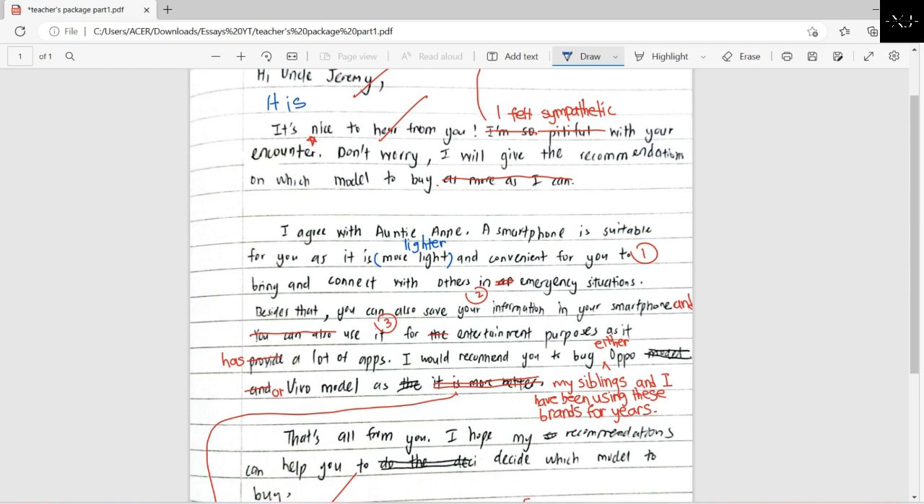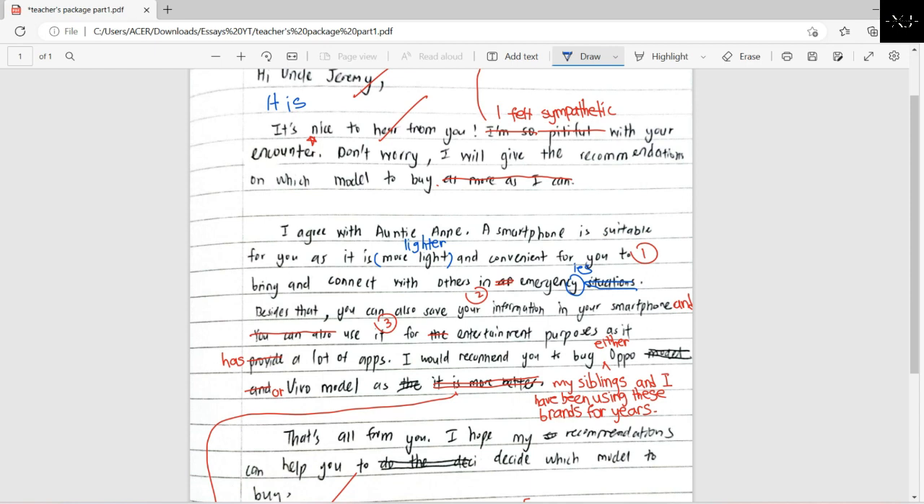And convenient for you to bring and connect with others in emergency situations. If we want to save our words, we can just cross out situations and change emergency from singular to plural. Okay, connect with others during emergencies. So this is the first point why she said that the smartphone is important.